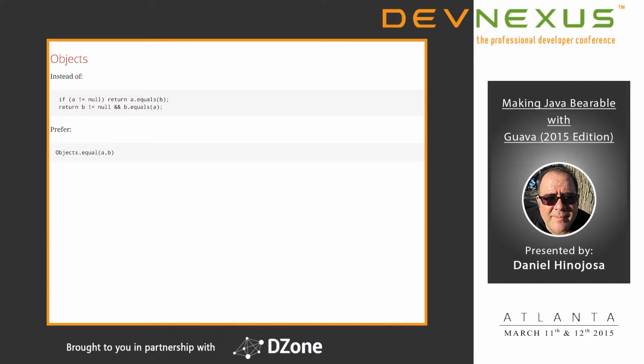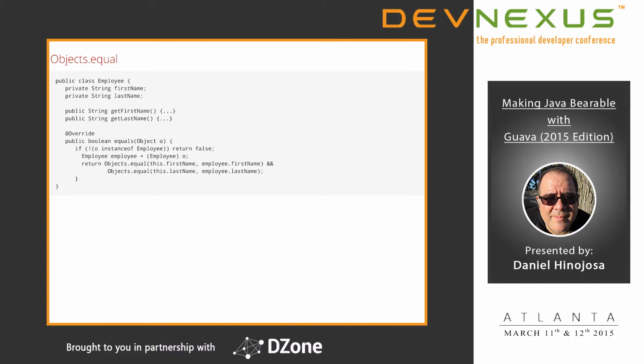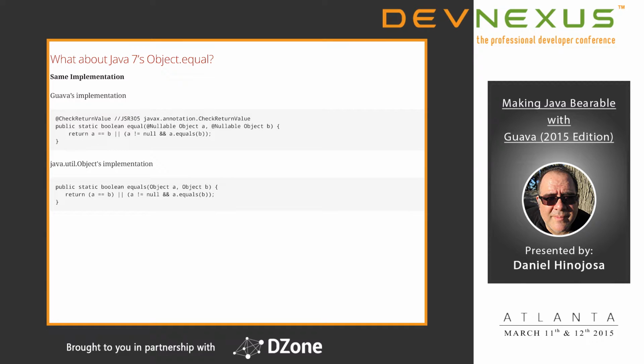Objects. So instead of doing if a, when you do those null checks, and it's always a pain to do all those, just do Objects.equal. Problem solved. So instead of something like this for your equals, you could shave down quite a bit of that using Objects.equal. Okay? Save a lot of time that way.